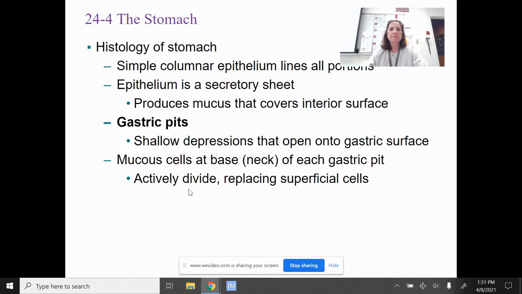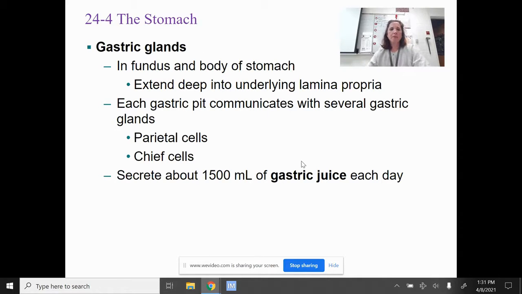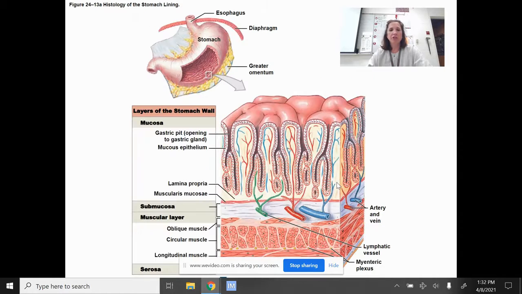The gastric pits, these are shallow depressions. So if we go down from that rugae, they open into the gastric surface, and these are going to have mucus cells at their base, and they actively divide and they help replace superficial cells. The stomach has the gastric gland that's in the fundus, and the gastric gland has those gastric pits, and they have parietal cells and chief cells. And the gastric glands secrete gastric juice a lot, 1,500 milliliters each day.